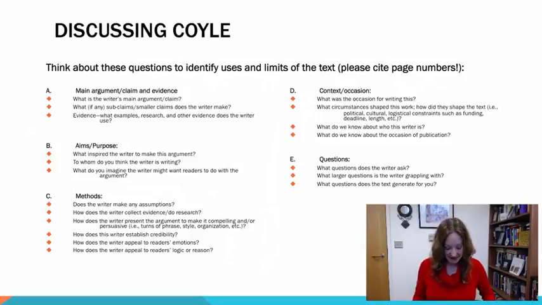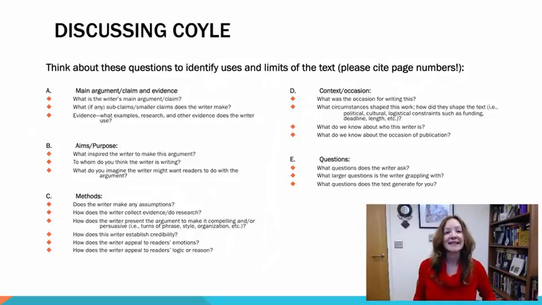And finally, Group C, think about how Coyle has appealed also to readers' logic or reason. Maybe something seems to make sense, or he's pointing out some kind of inherent contradiction about the way we do certain things. So think about how Coyle appeals to readers' logic.